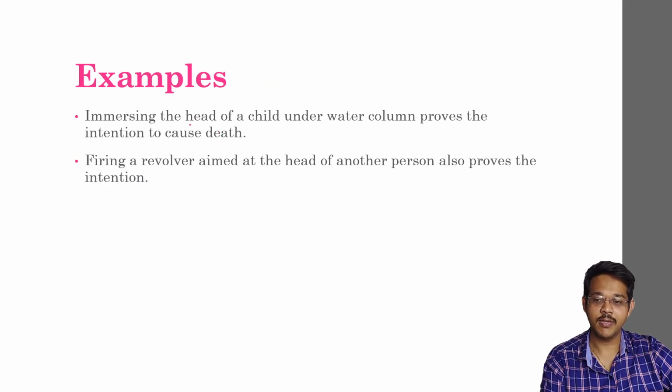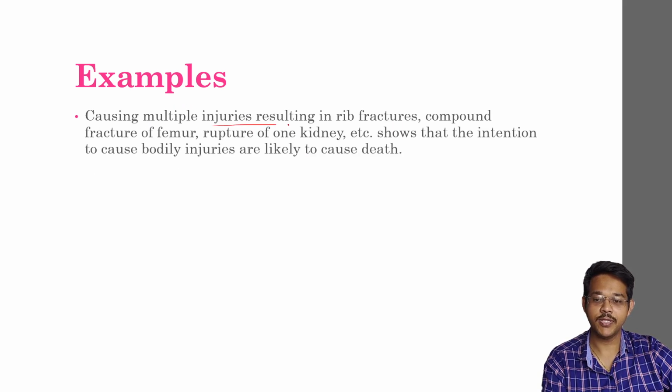Examples: immersing the head of a child under a water column proves that the person has the intention to cause death. Firing a revolver aimed at the head of another person proves that he had the intention and he did the act. Also, causing multiple injuries resulting in rib fractures, compound fractures of the femur which may lead to fat embolism, and rupture of one kidney shows intention, and also that he knows those injuries are likely to cause death. So the person had the knowledge and the intention of doing that act which led to death.